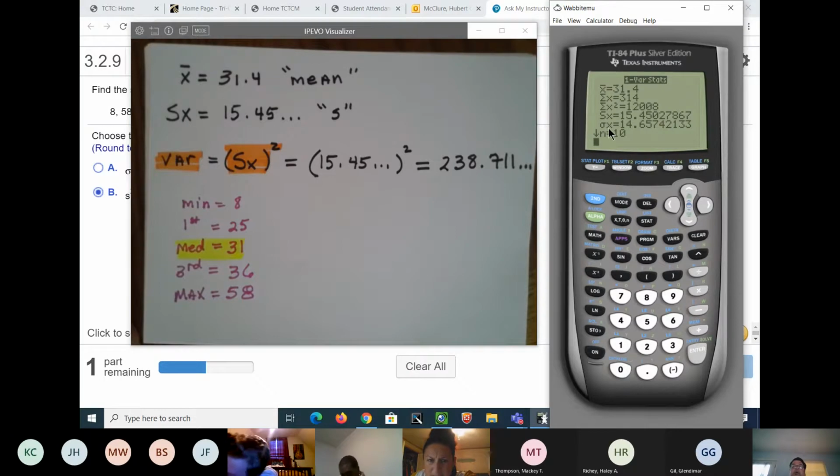The Sx, sigma, is the standard deviation, and x bar is your mean. X bar. I ain't got my glasses. I can't find them. I'm sorry, I can't see it. That's all right.